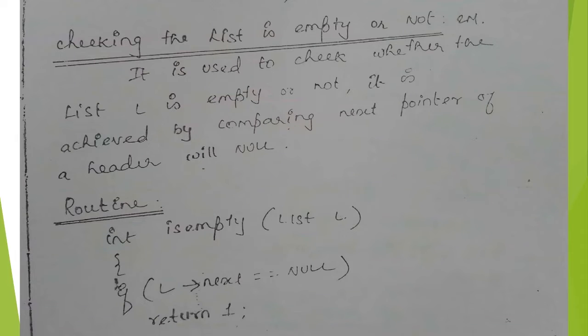The routine used to check whether the list is empty or not is given here. The routine name is empty_of. For this routine, list L is passed as the argument. If L's next field is null, that is, header L's next value is null, the list is empty and this function returns 1. Otherwise, this function returns 0.